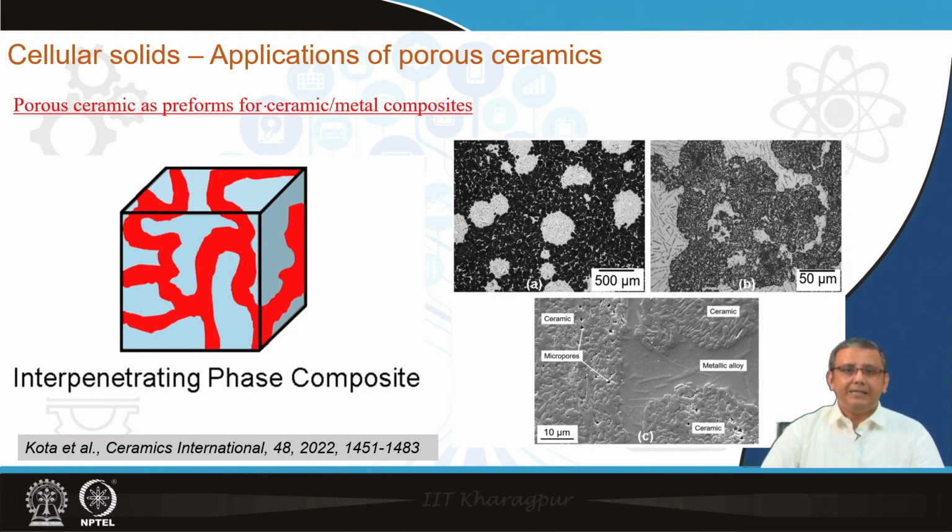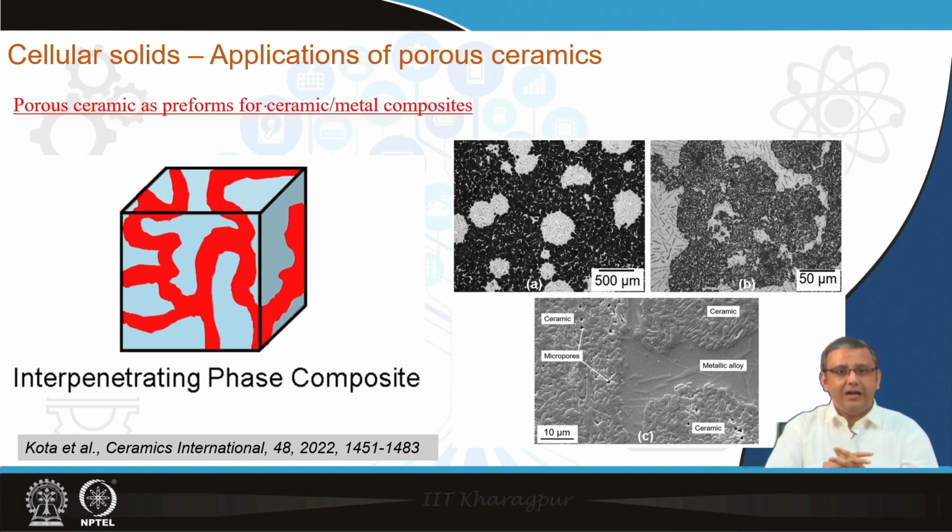A typical schematic of such a composite is shown on the left hand side. As you can see, both phases here are interpenetrating, and here there is actually no matrix, because normally in a composite the matrix is the continuous phase, and inside the matrix the reinforcement phase is distributed in a homogeneous manner.